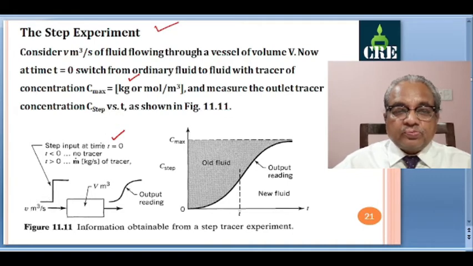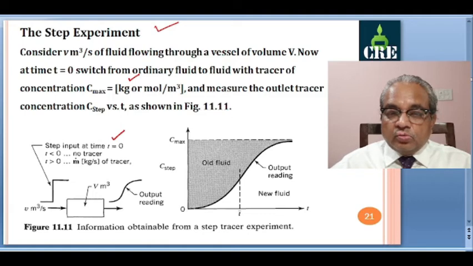So step input at time t equal to 0. For t less than 0, you have no tracer. At t equal to 0, you introduce the tracer, and then you measure the concentrations. As output, you will get this kind of curve. First it will come out very slowly, then it will pick up, then the rate will still increase, and finally you will get this particular concentration. So this is the output reading as a function of time, and here you have some C max.